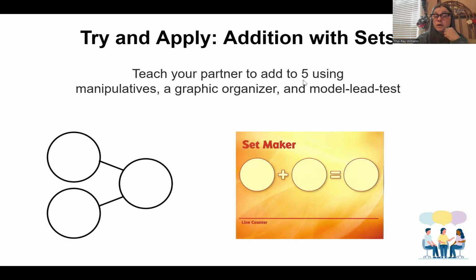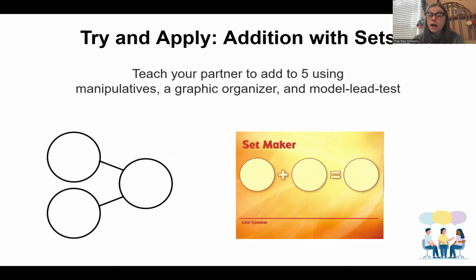Now, what you're going to do is model lead test. So you're going to do it first. You're going to demonstrate and model. As you're modeling, you're going to give information. You're going to tell the why. Remember, you're doing a show and tell. Not only are you modeling how to do it, but you're demonstrating your reasoning through a think aloud.